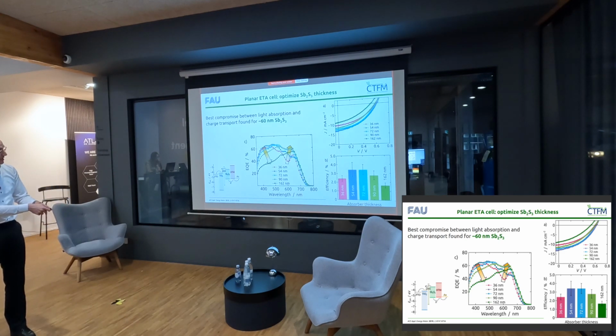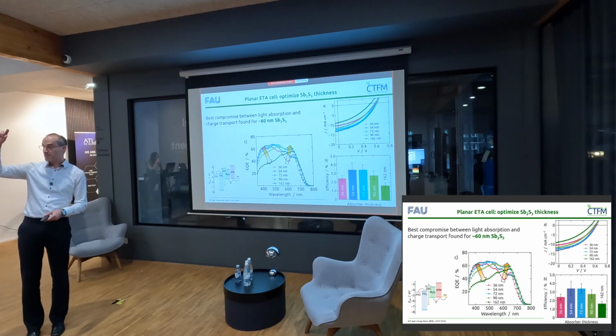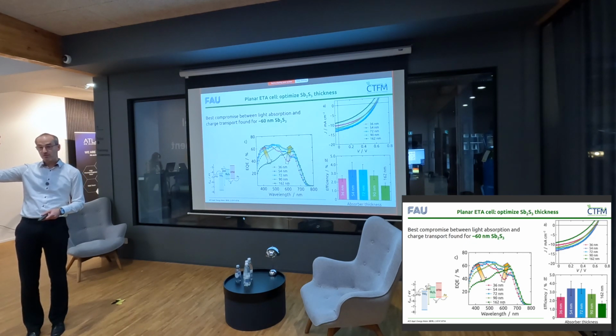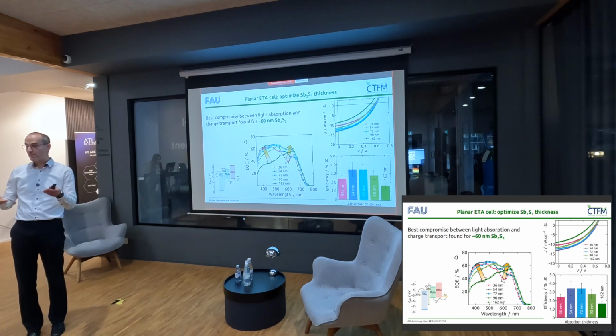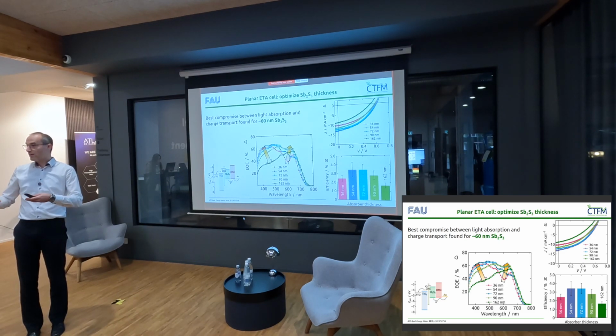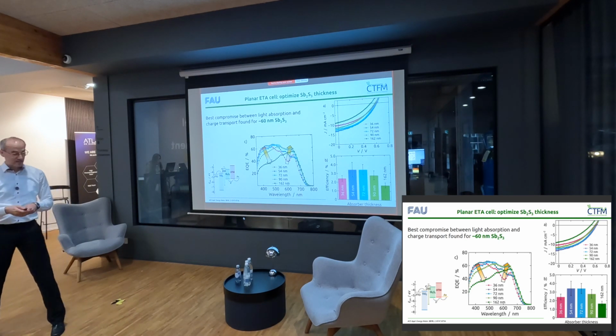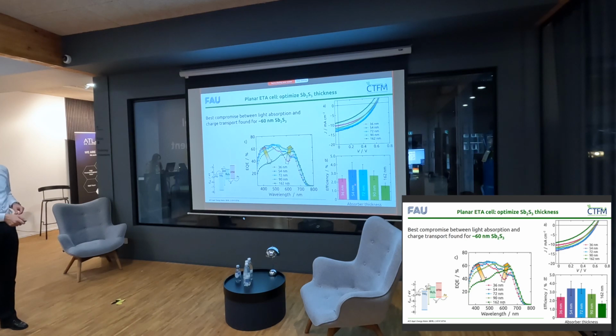When you make it thicker, then it gets better, but at some point you start losing in the blue, and the blue is where absorption occurs near the top. And there you see that, of course, at some point you will start getting transport issues again. So we get back to this issue of finding the best optimum between two contradicting constraints. The optimum, it turns out, is 60 nanometers.